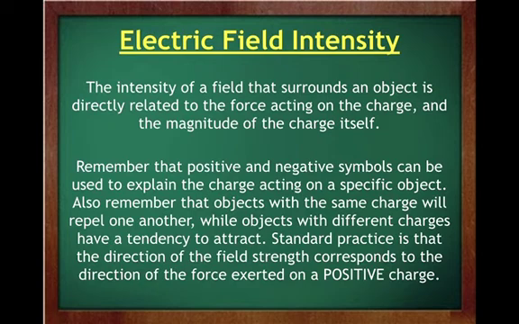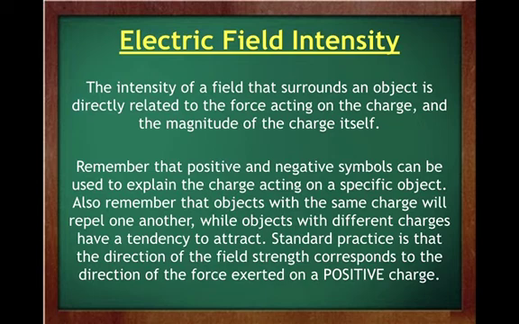When we talk about electric field intensity, the intensity of a field that surrounds an object is directly related to the force acting on the charge and the magnitude of the charge itself. As we work through this, we also have to remember about positive and negative symbols being used to explain the charge acting on a specific object. Charges are always going to have a positive or a negative component with them. In our calculations, we don't really worry about them. We just think about the magnitude, and then we can identify what's going on with the charges in terms of either repelling or attracting afterwards.